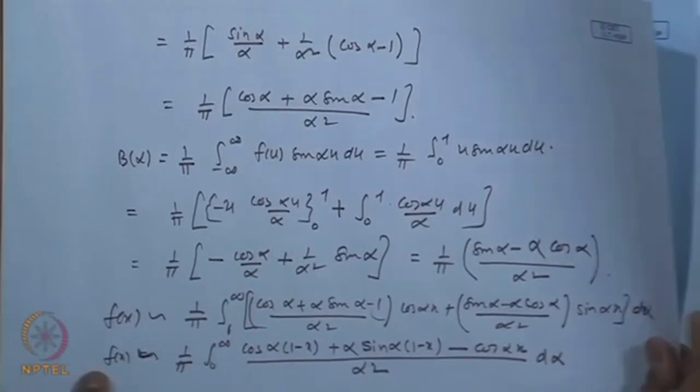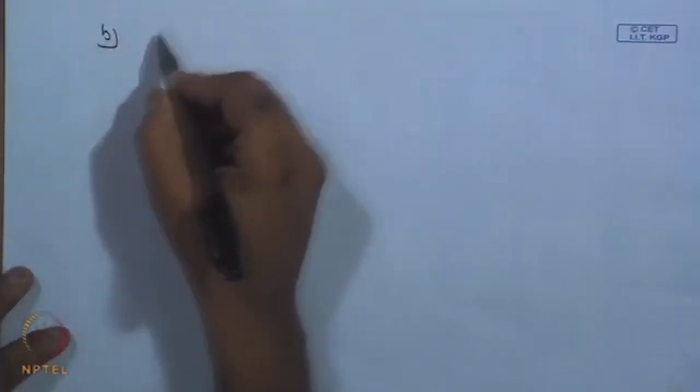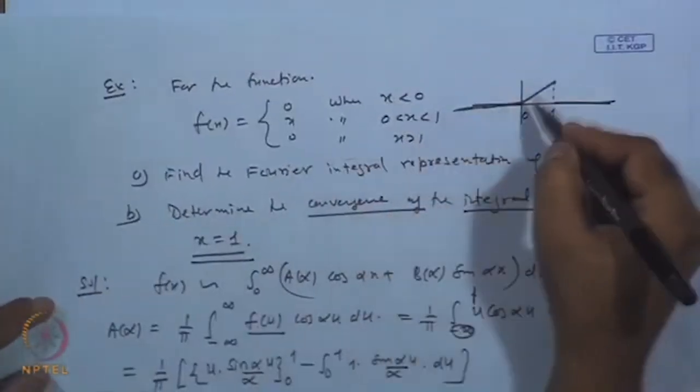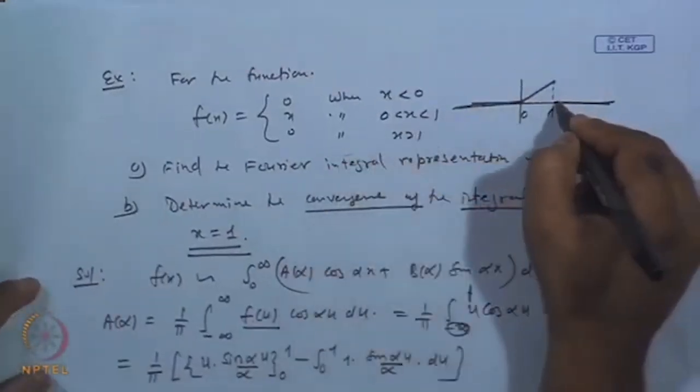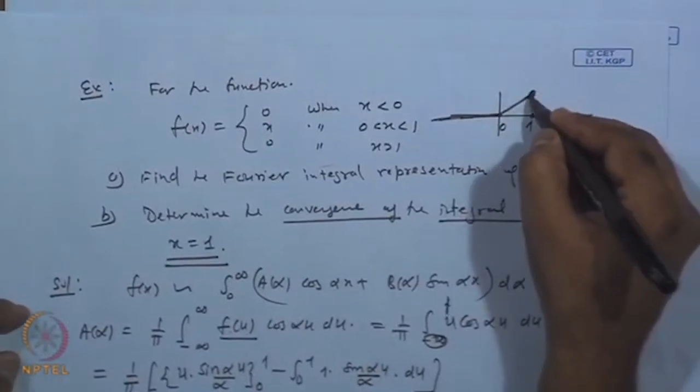Well, so this is the Fourier integral representation of the given function, and now the question was to determine the convergence of the integral at x equal to 1. So, now the b part. If we look at the function, this function is not defined at x equal to 1, but this integral will converge in that case to this average value. So, that is 0 here and 1. So, (1 plus 0) by 2, that integral will converge.